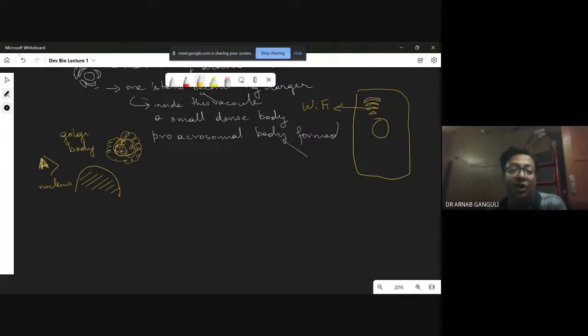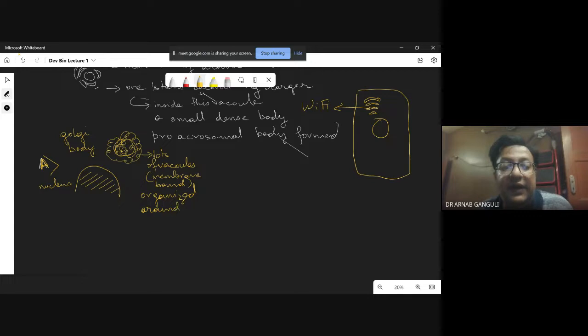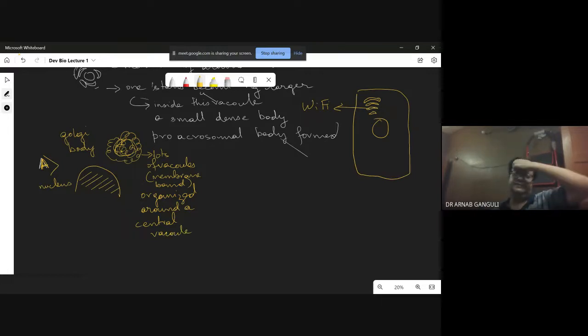So you have lots of small vacuoles or membranes here. Membrane bound, organized around a central vacuole. This is organized around a central vacuole.